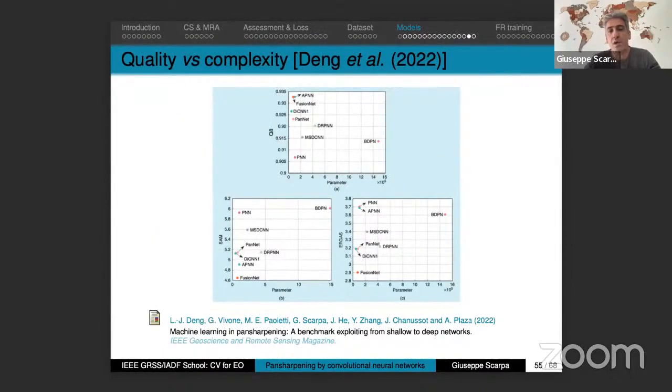Well, in summary, all the models that I've quickly described have been collected in a single toolbox related to this paper. In the paper, these are also compared on different data sets and different conditions. For example, in this screenshot, the models are compared in terms of number of parameters versus accuracy in the reduced resolution framework with indexes like Q, SAM, ERGAS that are based on the reference ground truth.